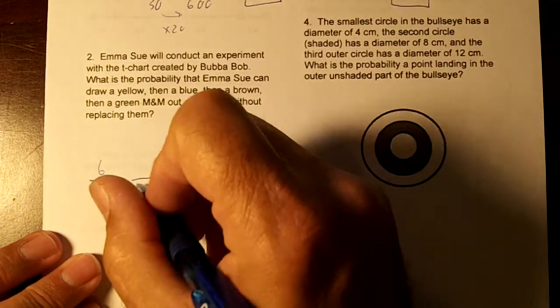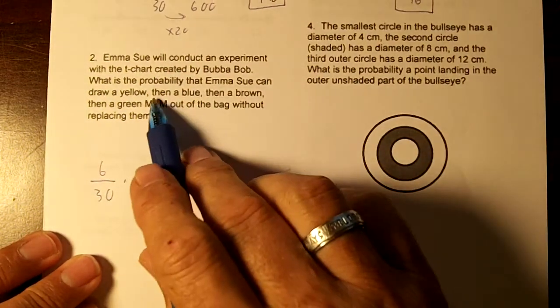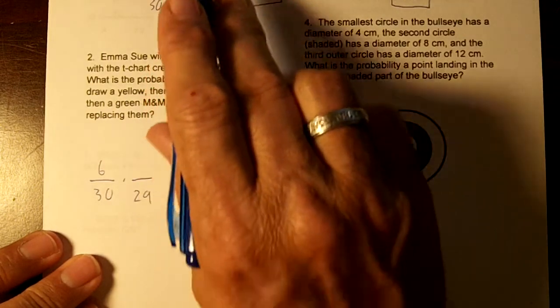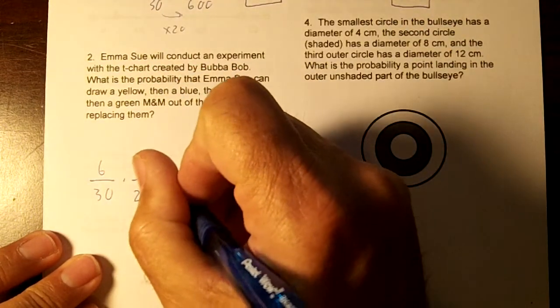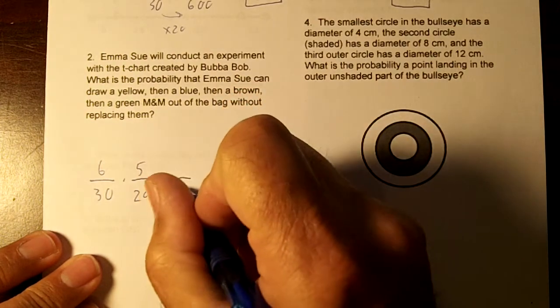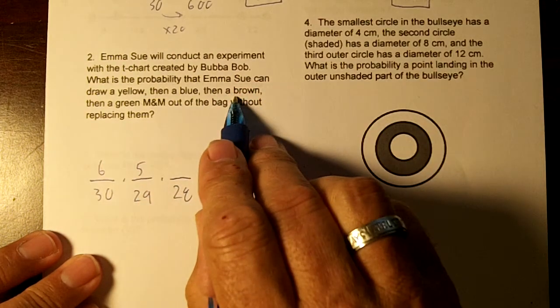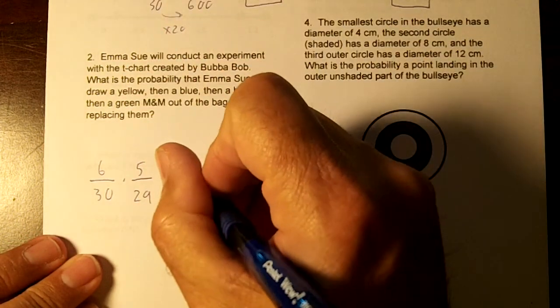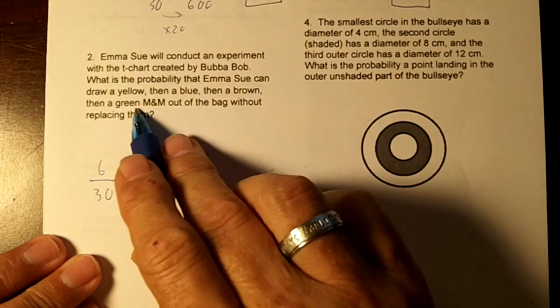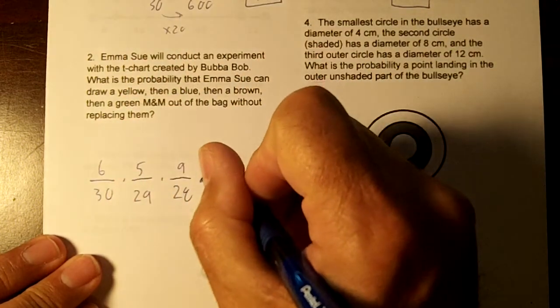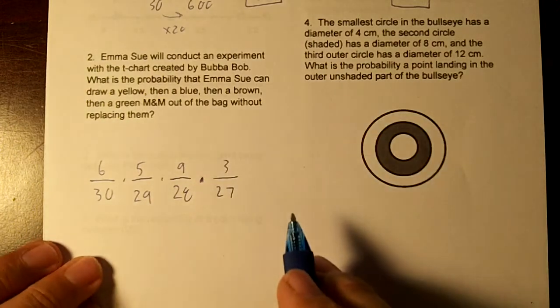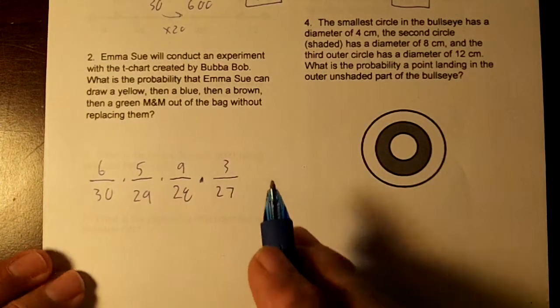Then we took one out and we didn't put it back, so there's 29 left. Then we want a blue one. If you look at the chart up here, there's 5 that are blue. Then another fraction. Now we only have 28. And then a brown one. A brown one would be 9 out of 28. And then a green one. And there's only 3 green ones. 3 out of 27. Okay, now then we need to simplify and reduce.